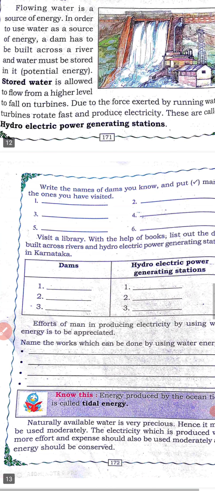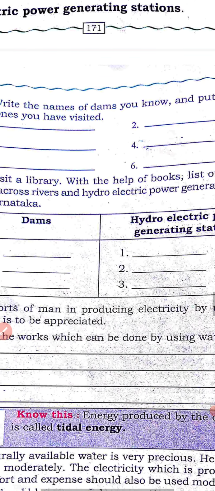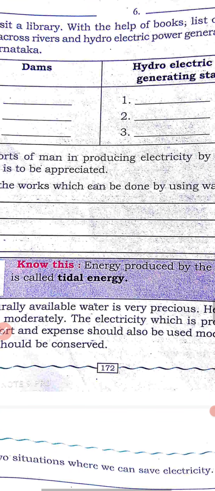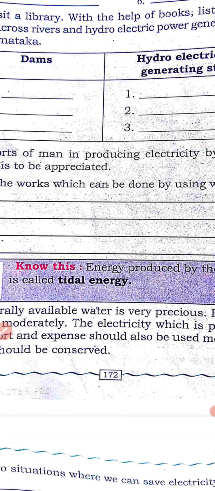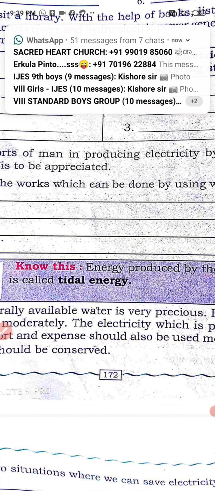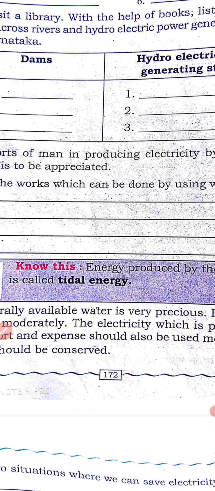Next, we'll study about tidal energy. What is this tidal energy? Tidal energy is obtained from the sea. The sea has a fall and rise in the water level, and this is called tides. When these tides occur, energy is obtained from that, which is called tidal energy from the sea. So that is also energy, and from that also energy will be obtained.